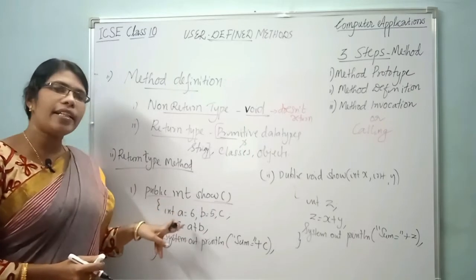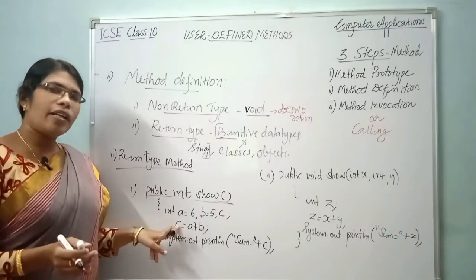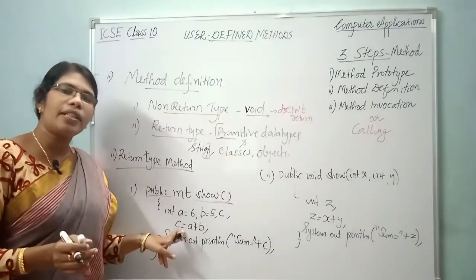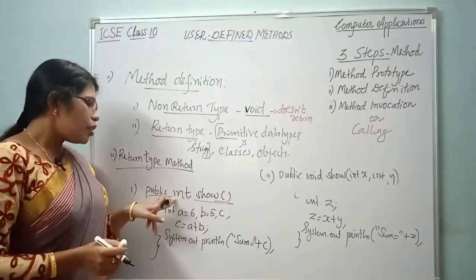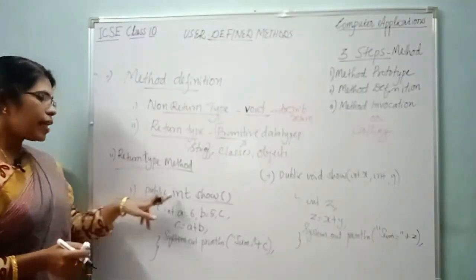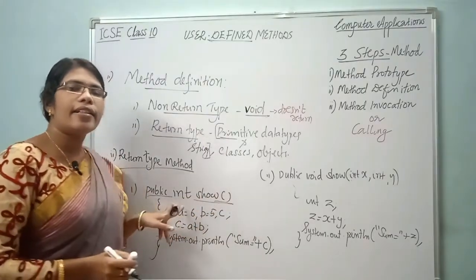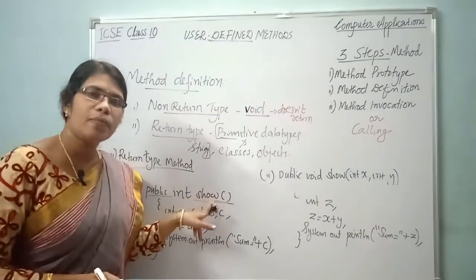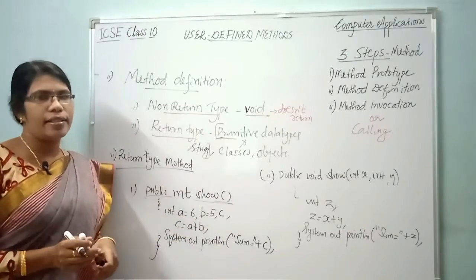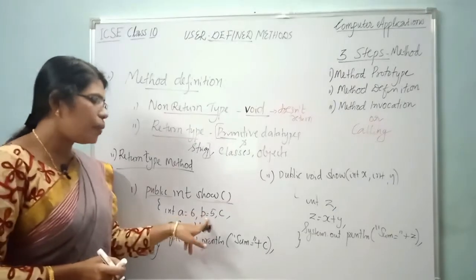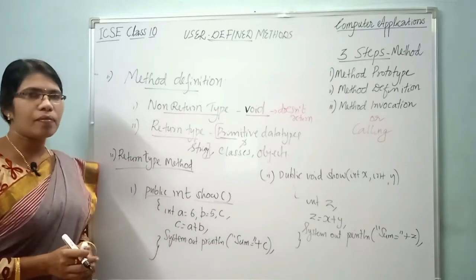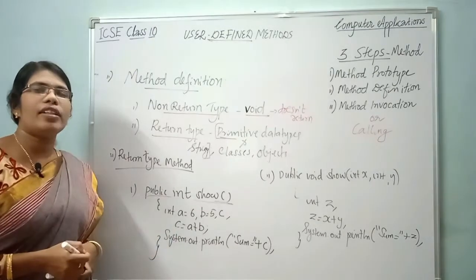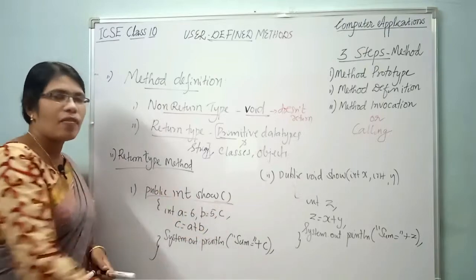So after calculating the sum of these two values, it has to return as the same data type, that is int data type, the integer data type. So what we have to write here? Public int method name. Int is the return type of this method. It will return the value as integer data. And in this calculation we have integer a equal to 6 and b equal to 5 and c. In c we are calculating the sum of a and b. So in this variable c we have the value 6 plus 5 equal to 11.